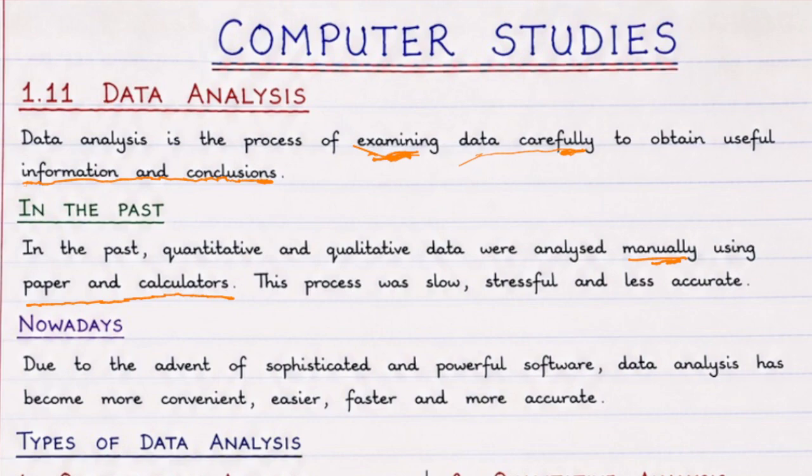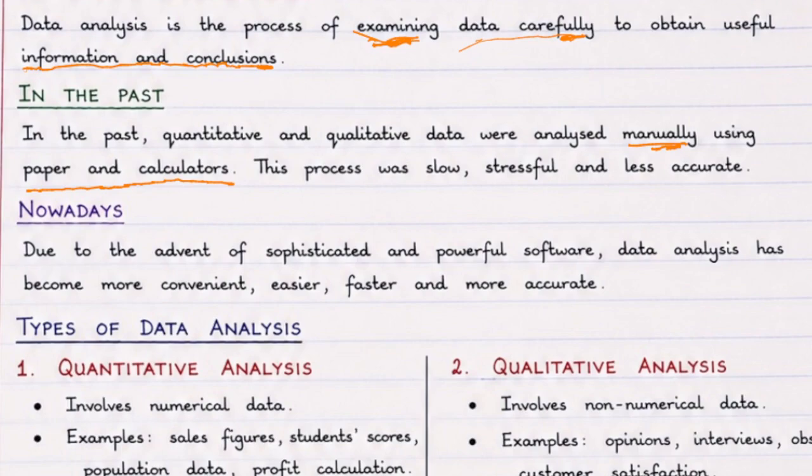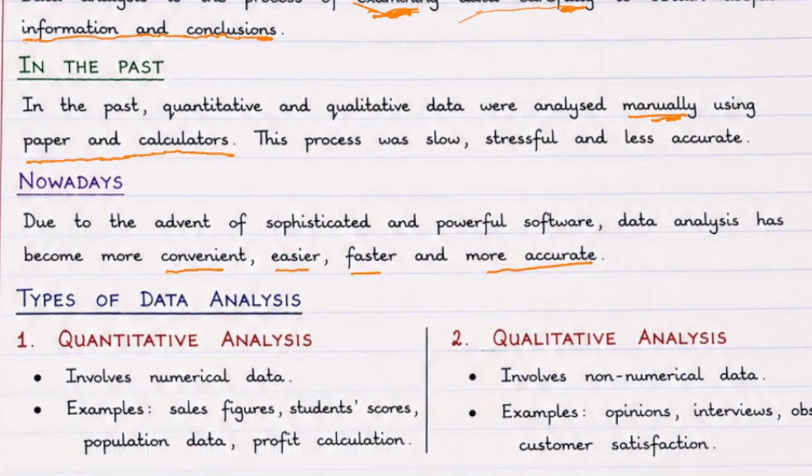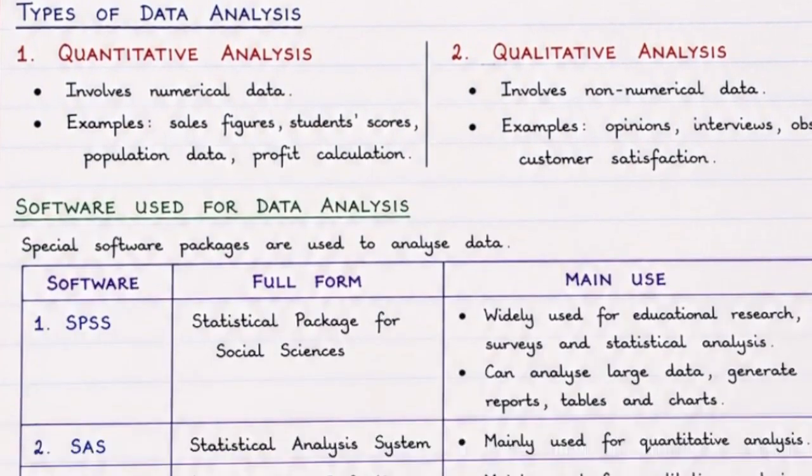because it's pen and paper with calculator. Human errors were common in the past. So nowadays, due to the advent of sophisticated and powerful software, data analysis has become more convenient, easier, faster, and more accurate. Okay, so types of data analysis: we have quantitative analysis and we have qualitative analysis. When we say quantitative analysis, we are referring to analysis that involves numerical data.